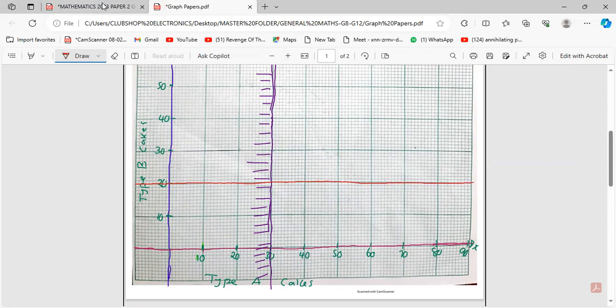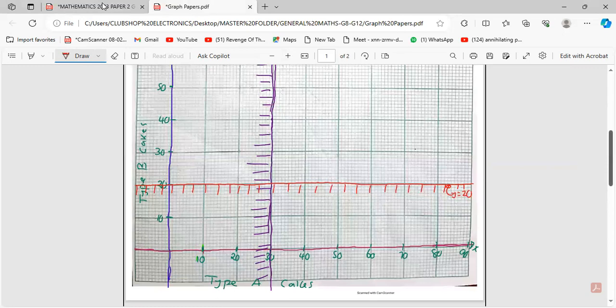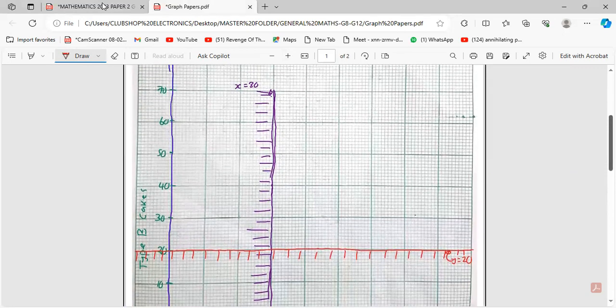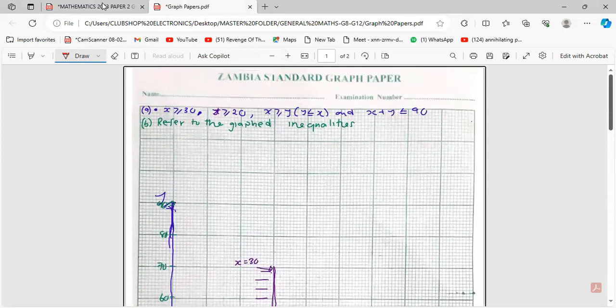That's it. We can say y is equal to 20. Then we want the greater part, so we'll get rid of the less part, which is below the line. Below the line. And you're done. And the next one is y is equal to 90.